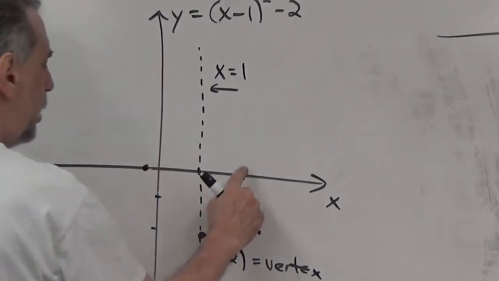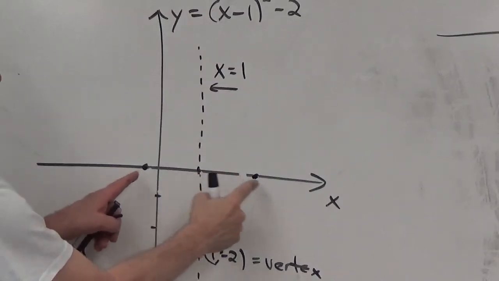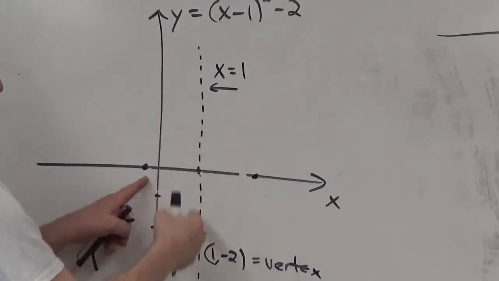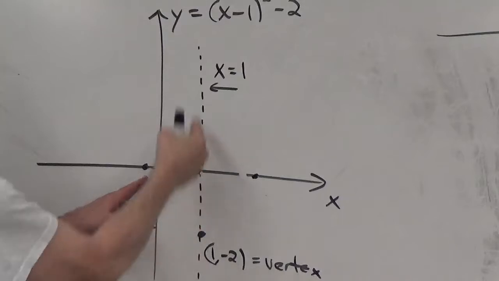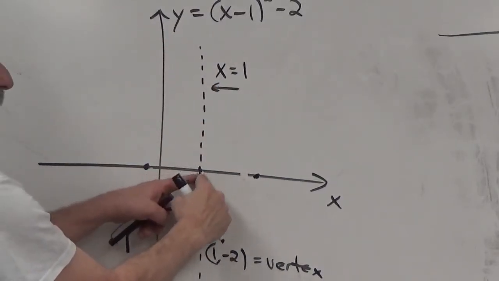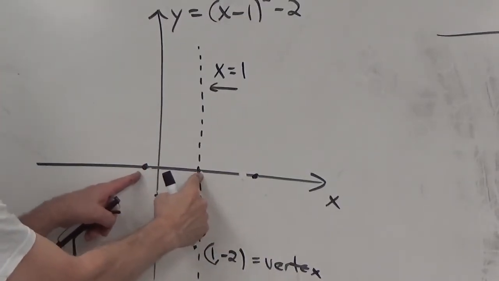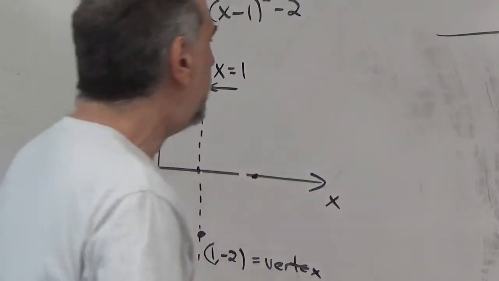So it's about here. And the x-intercepts for parabolas are always going to be equidistant from the axis of symmetry, right? Because that goes right down the center of the parabola. So the x-intercept, if it's this far to the right, it's going to be exactly the same distance to the left.